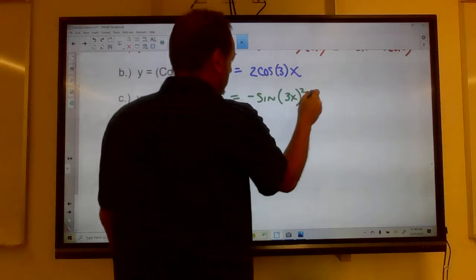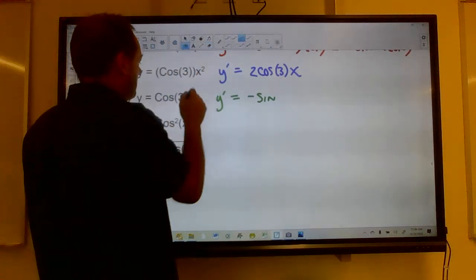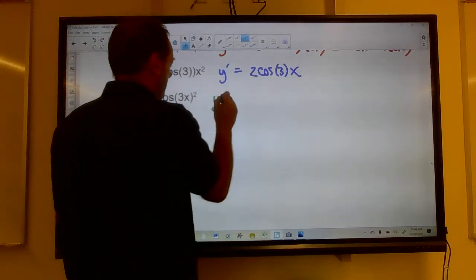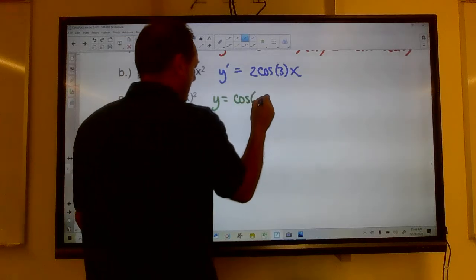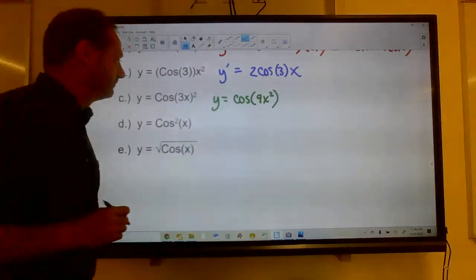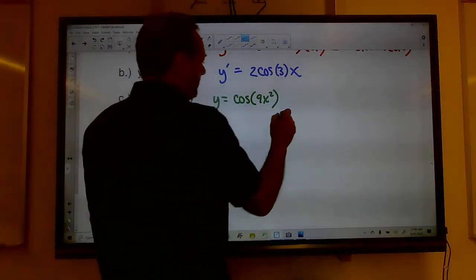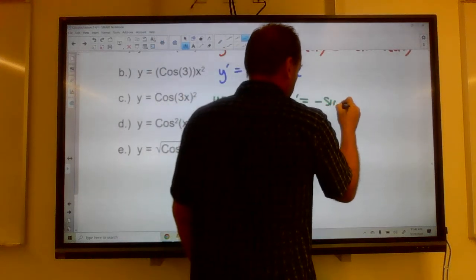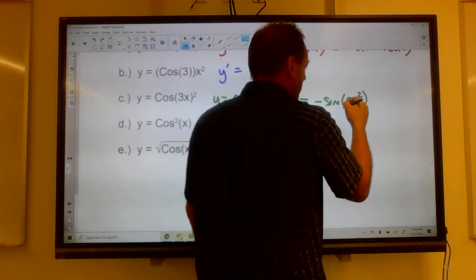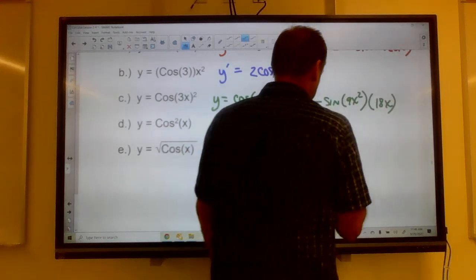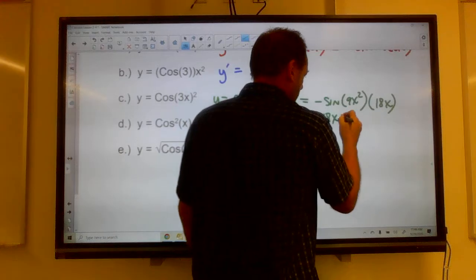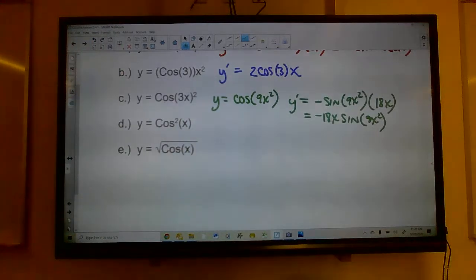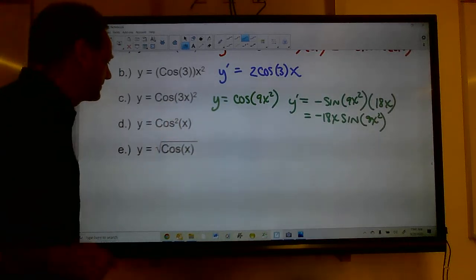Okay, so I would go ahead and rewrite this. 3x squared is going to be cosine of 9x squared, like that. Okay, now take the derivative. Y prime is going to be negative sine of 9x squared times the derivative of the inside, which is going to be 18x. So this is going to be negative 18x sine 9x squared. Remember, you're squaring everything in the parentheses here.